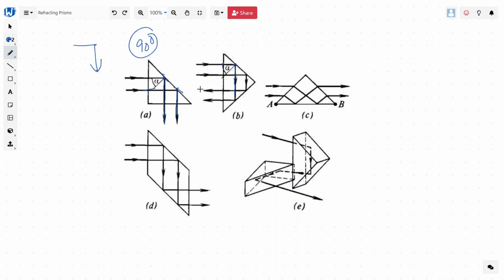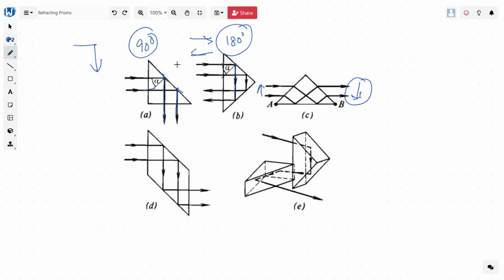In this case, it reverses the direction of light, so it was coming like this, now it is going like this, by 180 degrees. Here the direction of light is the same, but it inverts the image. So if this is the image, and the light is coming like that, it will become inverted. So if you want to invert something, you can use this prism in this direction. This is another case, where a combination of two prisms like that is used in a periscope.